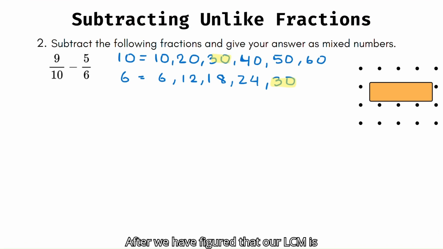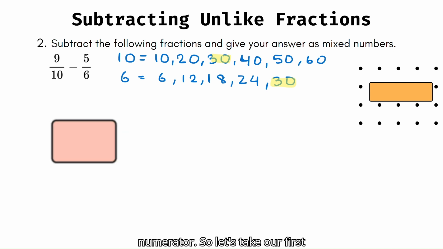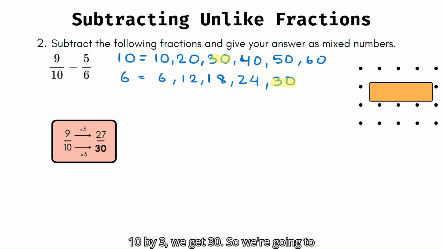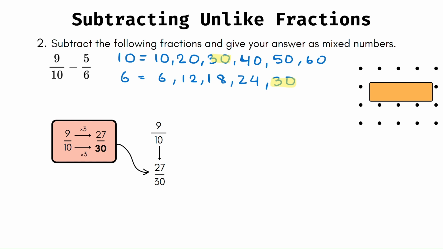After we have figured out that our LCM is 30, we have to see what numbers we can multiply to both the denominators to get 30. And what we do to the denominator, we will do the same to the numerator. So let's take our first fraction, 9 over 10. If we multiply 10 by 3, we get 30. So we're going to multiply 9 by 3 to get 27. So 9 over 10 will change into 27 over 30.